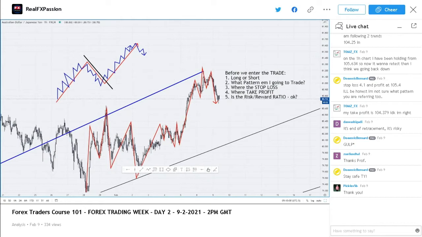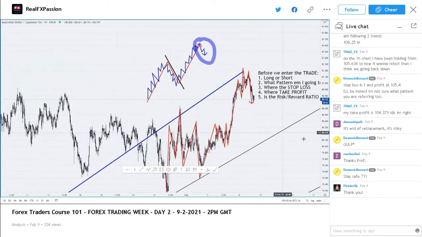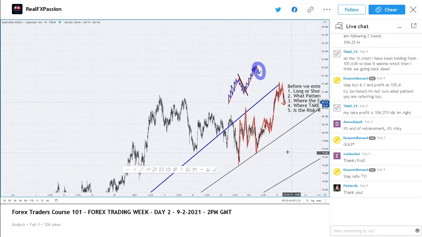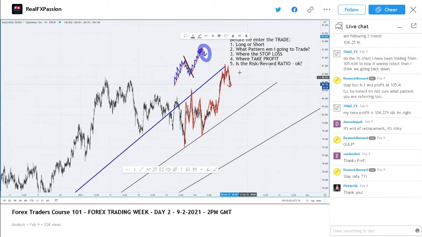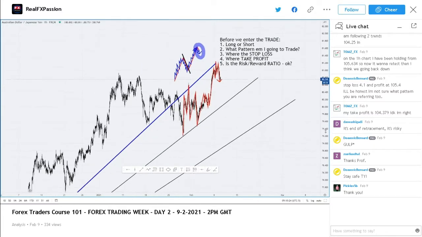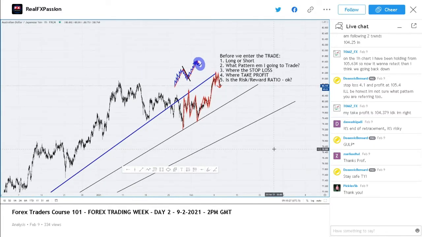So we are here, DMW. What is this, everybody? Is this a retracement trade or is this an extension trade? Beginner traders, we want to short the market with DMW. We want to short AUDJPY on the 1 hour chart. Is this a retracement trade or is this an extension trade? What do you think?